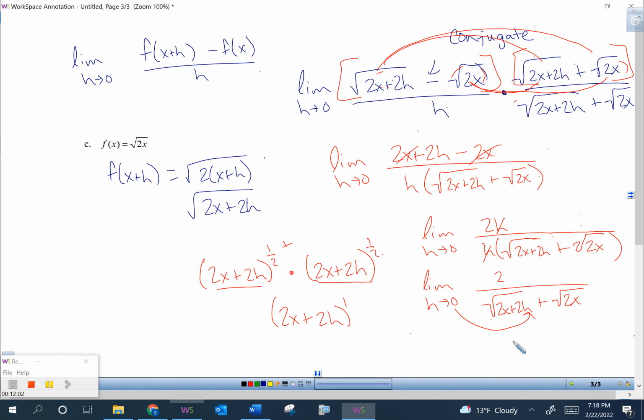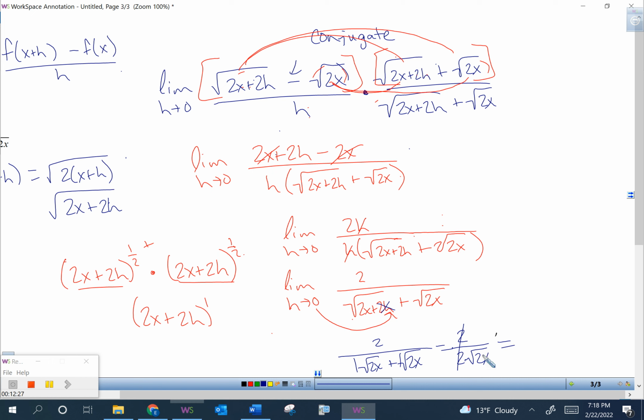As we do that, we've got 2 on the top, 2x plus 2 times 0, that part goes away, and it's just the square root of 2x, and then plus the square root of 2x. Because these say the same thing, we can add them to 2 over 2 square roots of 2x. Last step, those 2's cancel out. Common mistake I see is just calling this equal to the square root of 2x, but that square root of 2x was on the denominator, so it has to be 1 over that square root of 2x. And there's our derivative.